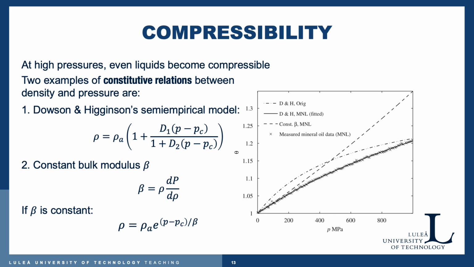One note here is that on the y-axis of the figure we have a variable called theta, and theta is just rho divided by rho A, so it's a dimensionless density, one can say, and therefore all curves start at 1 instead of rho A.